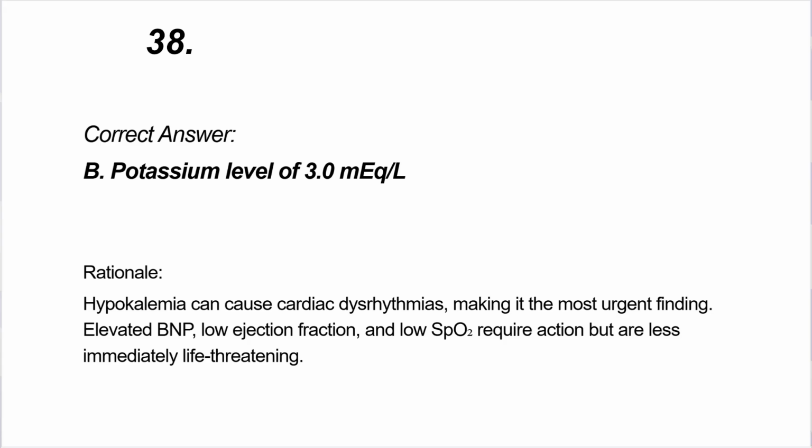38. B. Potassium level of 3.0 mEq/L. Rationale: hypokalemia can cause cardiac dysrhythmias, making it the most urgent finding. Elevated BNP, low ejection fraction, and low SpO2 require action, but are less immediately life-threatening.